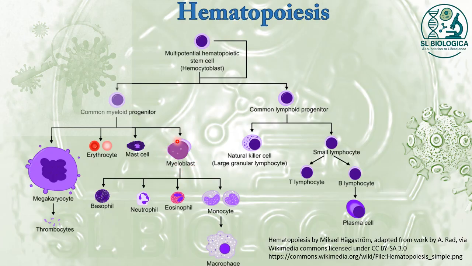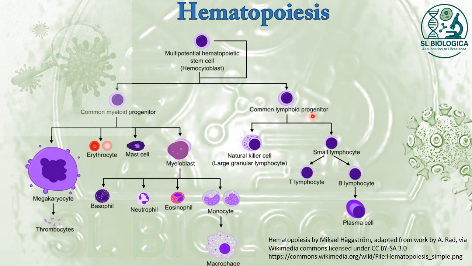From the myeloblast, it can differentiate into basophils, neutrophils, eosinophils, and monocytes. And monocytes can mature to form macrophages. So from the myeloid progenitor, we will get thrombocytes, that is platelets, erythrocytes, mast cells, and basophils, neutrophils, eosinophils, and monocytes. So that is all about the myeloid pathway.